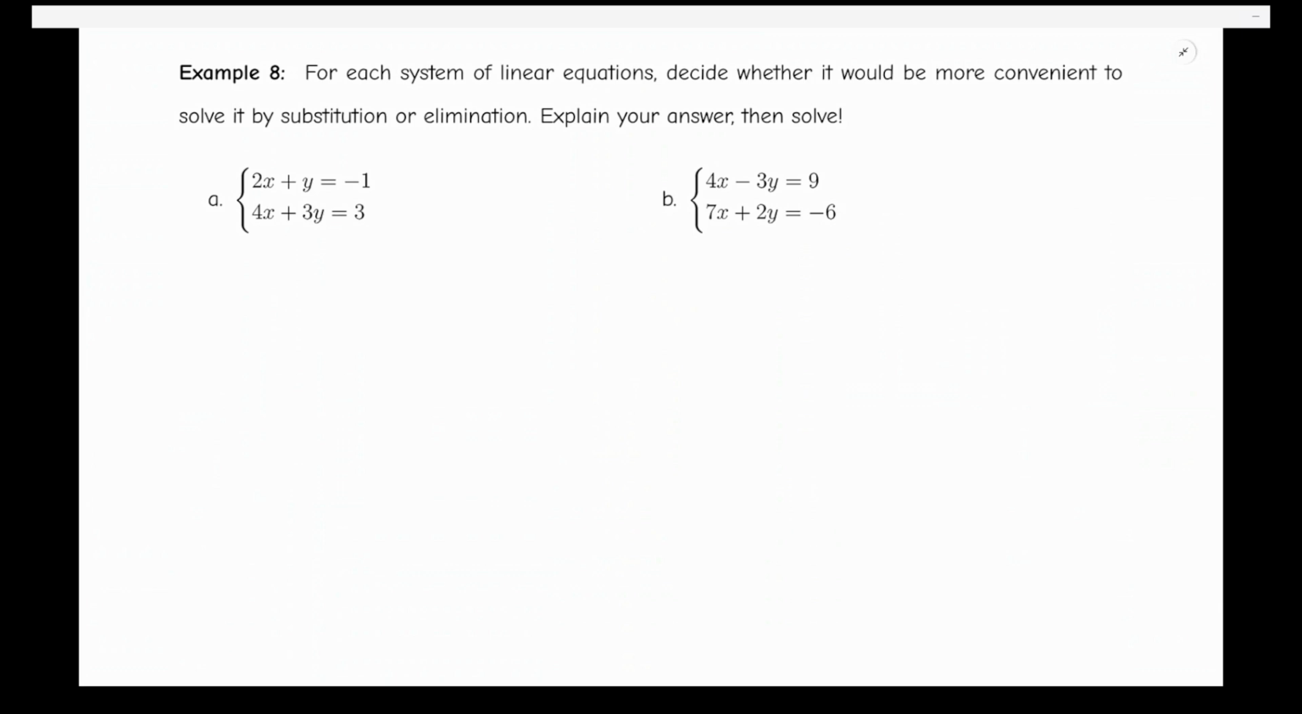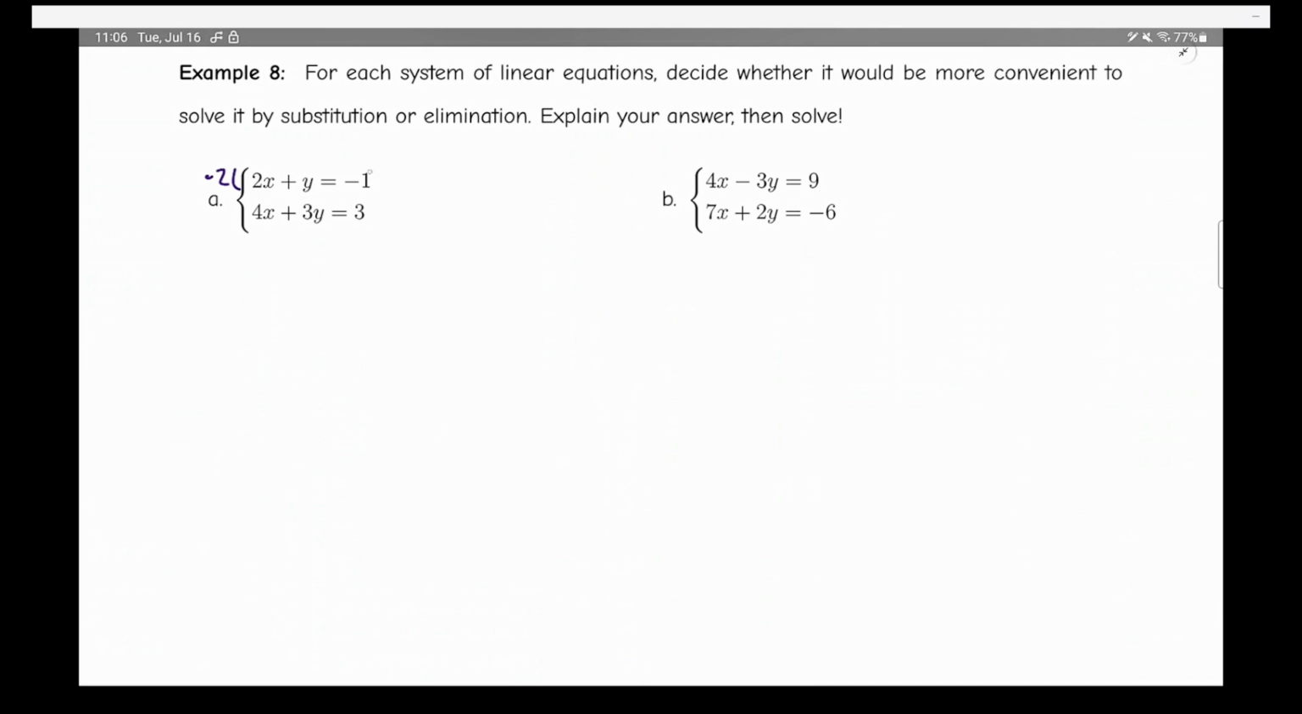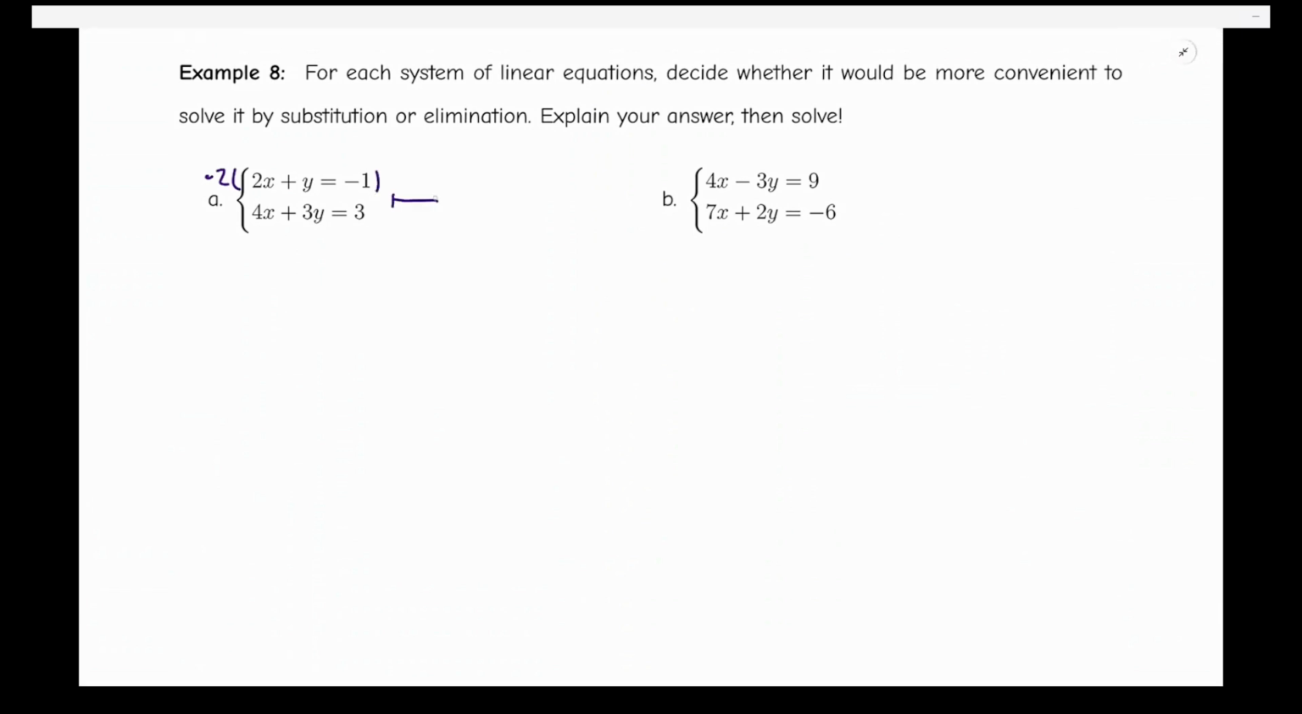So in part A, they're both in standard form, so I'm going to say elimination. I'm going to eliminate the x's. I'm going to multiply by negative 2 on the first equation. So then it becomes negative 4x minus 2y equals positive 2. And then we get 4x plus 3y equals 3. So then when I add these, the x's cancel out. Negative 2y plus 3y is 1y, and 2 plus 3 is 5. So I get y equals 5.